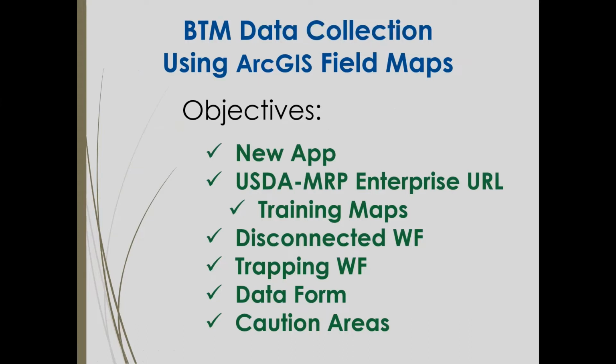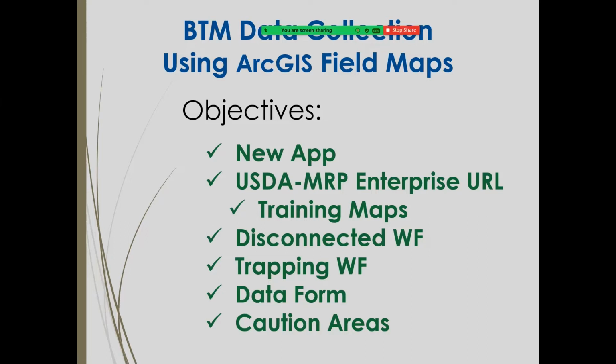And then we also have two separate URLs in order to sign into Field Maps, depending on what you're doing. So if you are recording official data, it is the USDA MRP Enterprise URL. And training maps are held in a staging portal with a different URL. So we got to make that really clear for you.